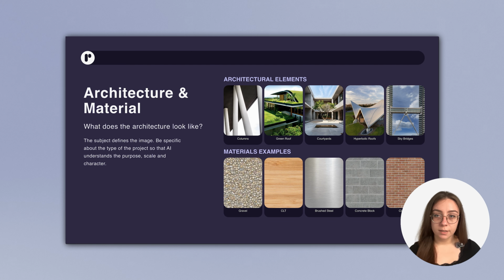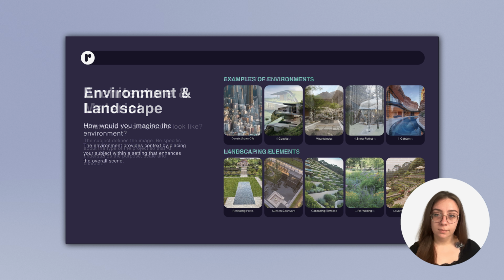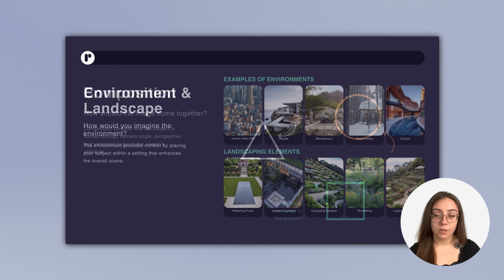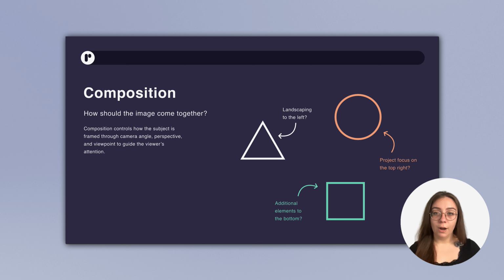Next, describe the materials. Think about the facade, glazing, roof, paving, or any finishes that are important to the design. Then add context. Is the project in an urban setting, surrounded by nature, overlooking the water, or located on a steep site? The environment helps define the overall feel of the image.